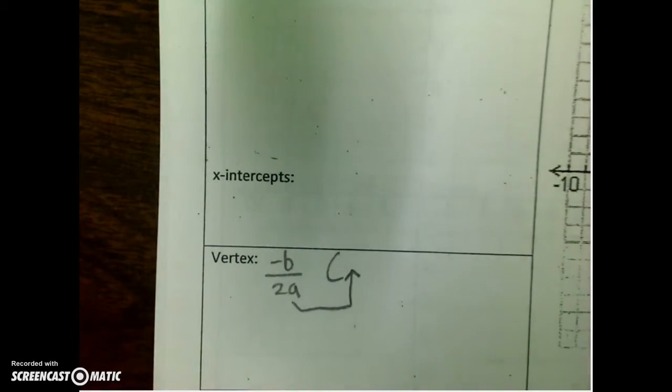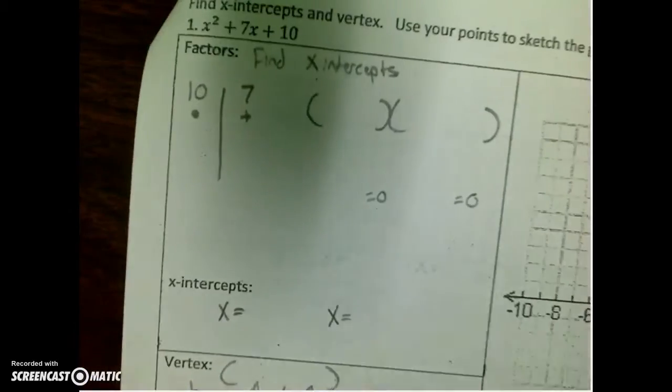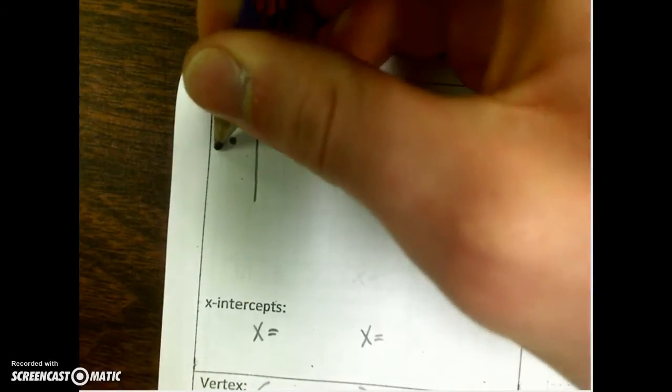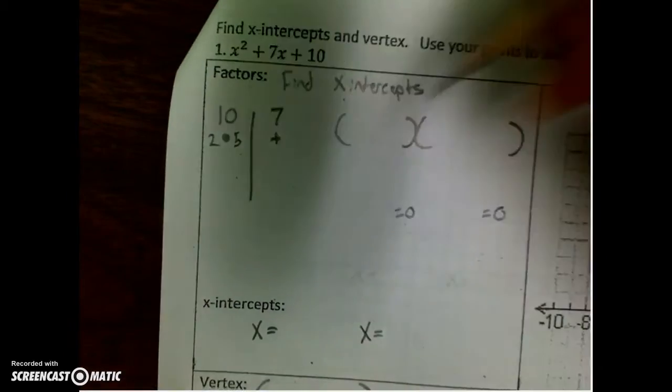And we have a little bit of extra time, so I'll go back and I'll finish showing us how to do that first one for us. All right? Here we go. Finding numbers that multiply together to give us a 10, that add to give us a 7. I know it's going to be a 2 and a 5.